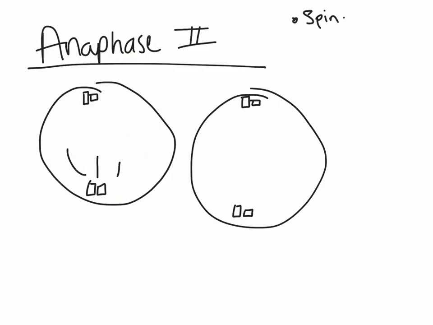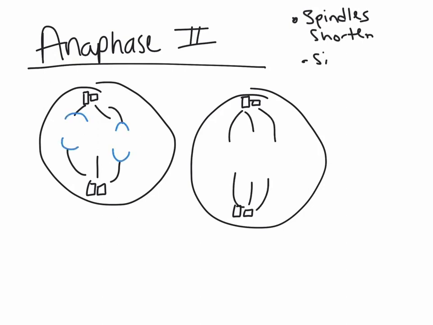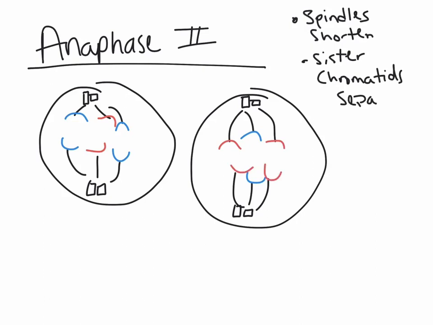The next step of meiosis II is anaphase II. During this time, we see that the spindles will shorten. This will cause the sister chromatids to separate and be ripped apart. The sister chromatids will move to opposite ends of the cell.